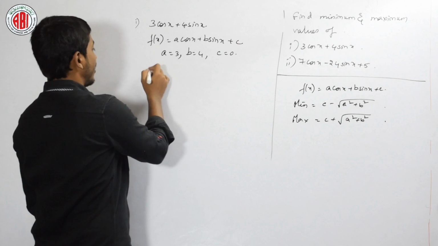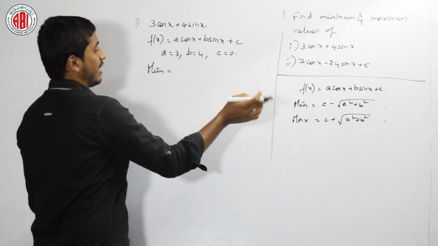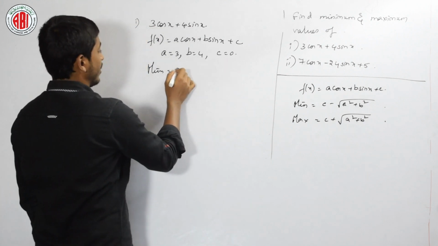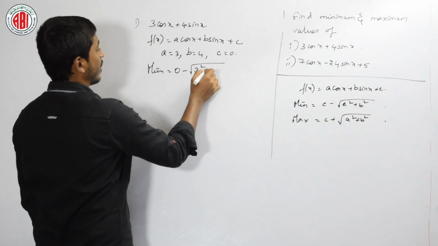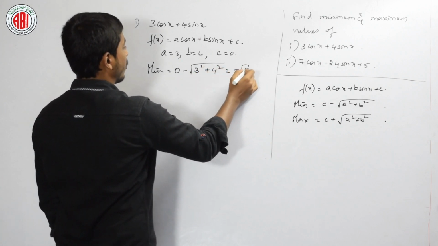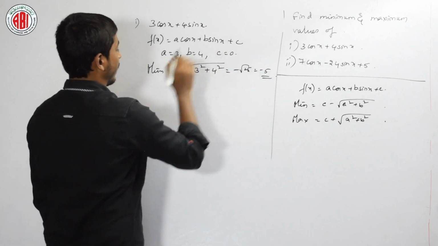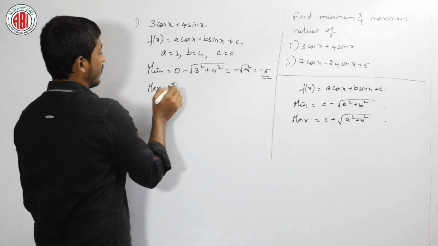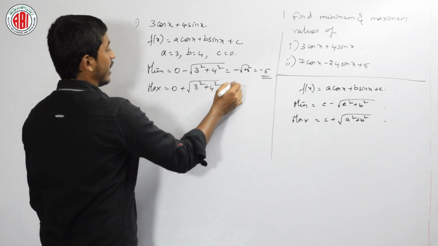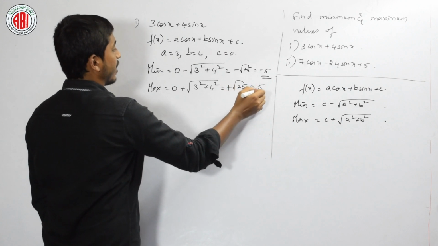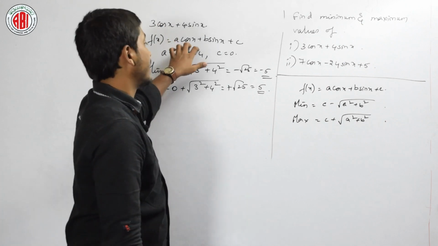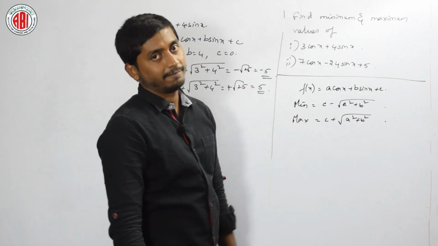Now, what is the value of minimum? Minimum is c minus under root a square plus b square, that is c is 0 minus under root of 3 square plus 4 square. 3 square is 9, 4 square is 16, that is minus root 25, which is nothing but minus 5. Similarly, what is the maximum value? 0 plus under root 3 square plus 4 square, again here it is plus root 25, which is nothing but plus 5 is the maximum value. Is it right? Therefore, this function lies between minus 5 and plus 5.